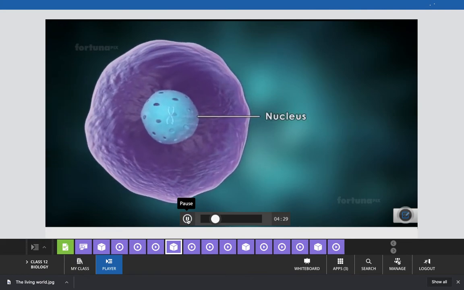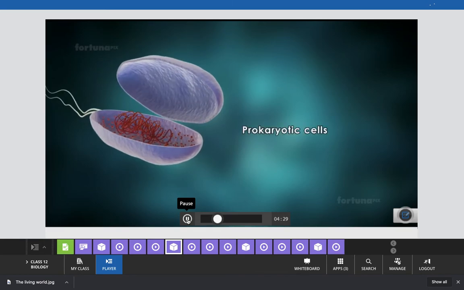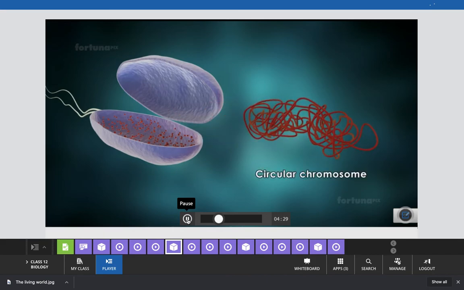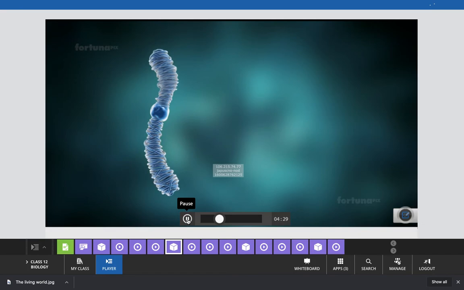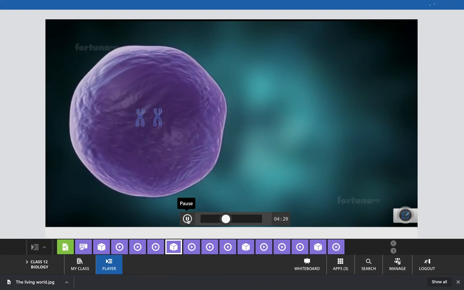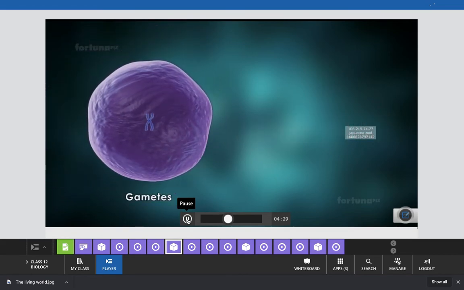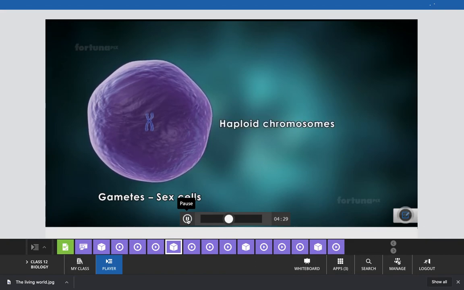Cells containing a nucleus, which are eukaryotic cells, have linear chromosomes. Prokaryotic cells, those without a defined nucleus, have circular chromosomes. Each chromosome has a constriction point known as the centromere, dividing it into two sections or arms. The shorter arm is labeled the P arm and the longer is labeled the Q arm. During mitosis and meiosis, the chromosomes will duplicate and appear as a four-arm structure. Somatic cells contain diploid chromosomes, meaning they have double the number of chromosomes. Gametes, often referred to as sex cells, contain haploid chromosomes, meaning half the number.